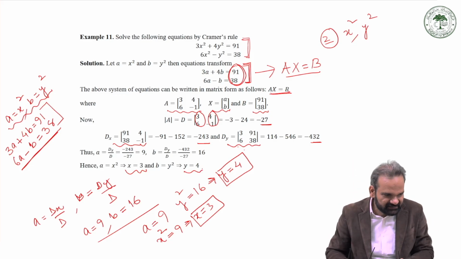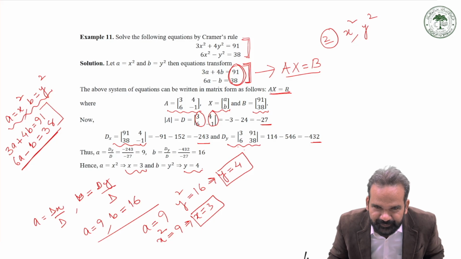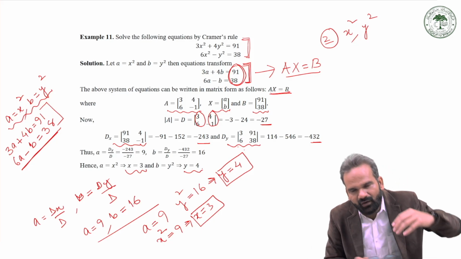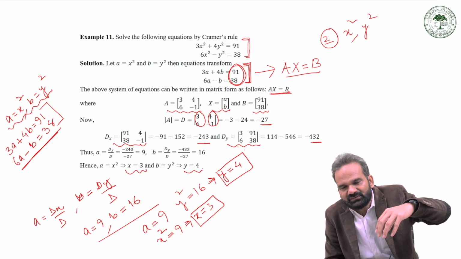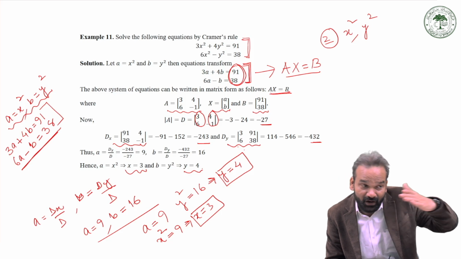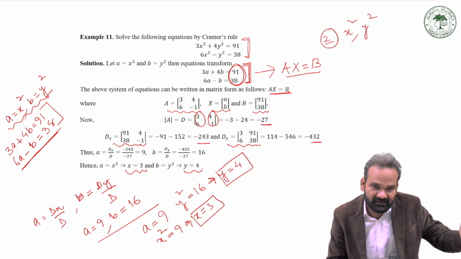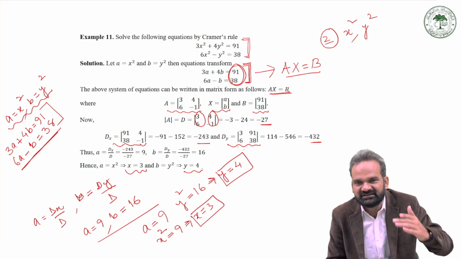So students, I think this is all about Cramer's rule, how we can use Cramer's rule to find the solution of a non-homogeneous system of equations as well as a homogeneous system of equations.